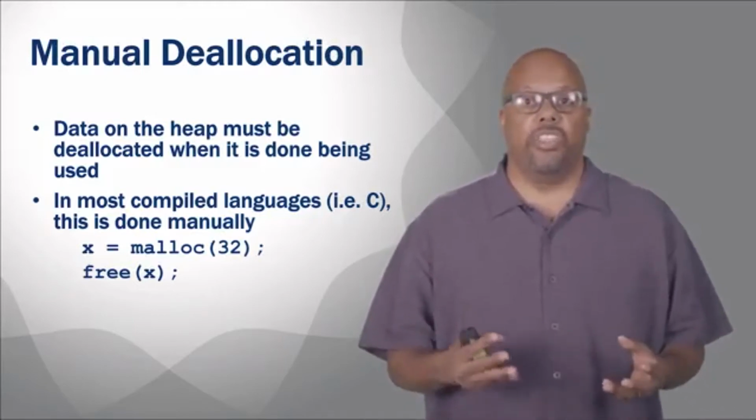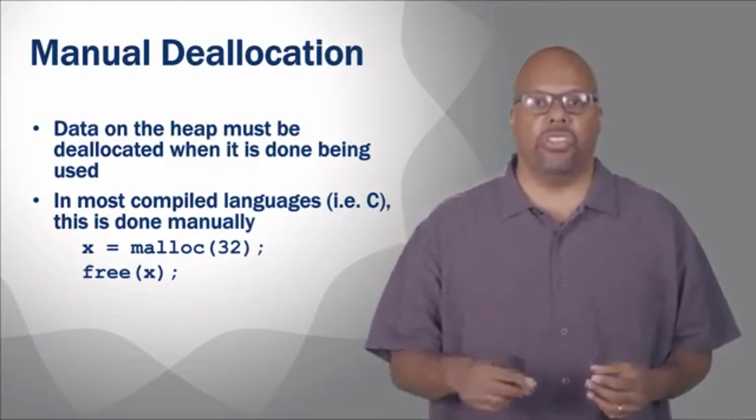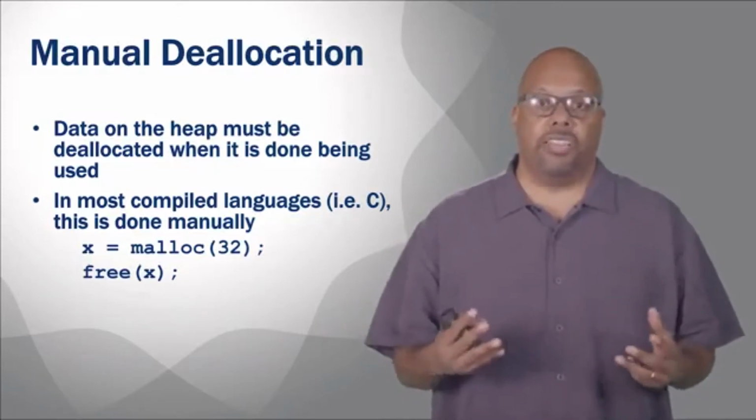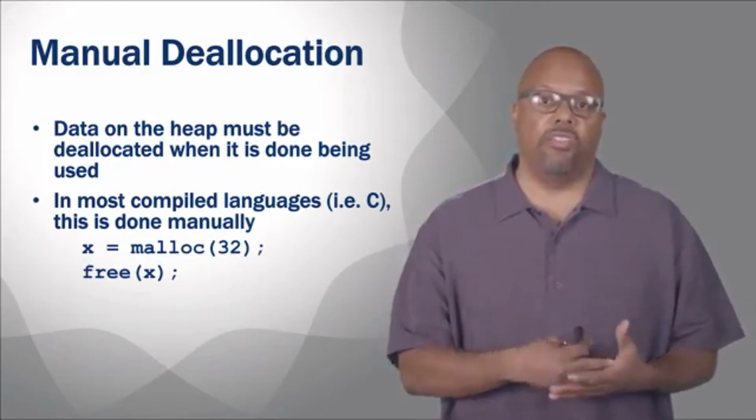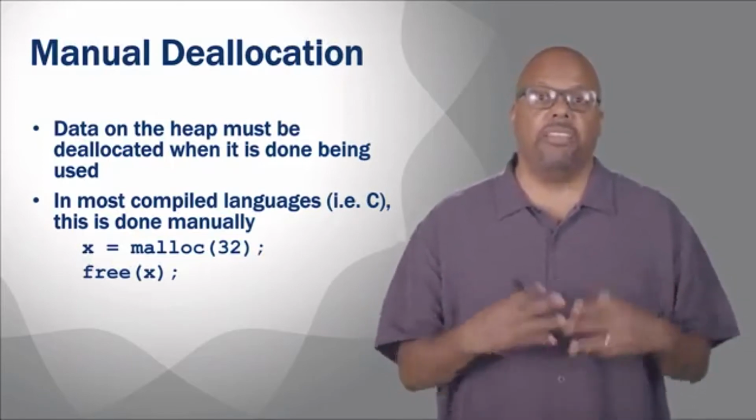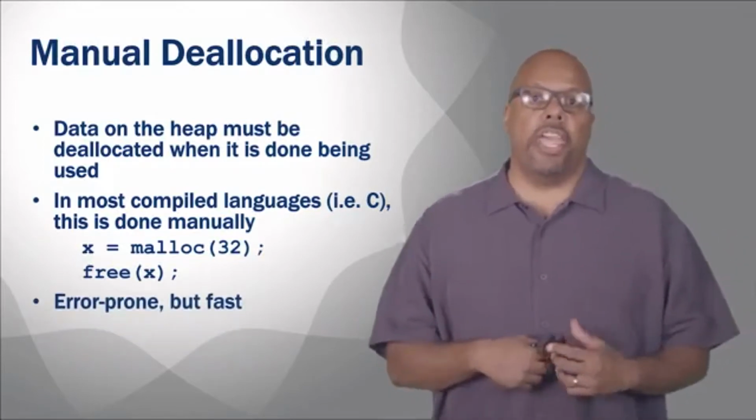It'll allocate 32 bytes of memory, and x will be a pointer to that. And then later, that's how you allocate it. Later, when I want to free it, I can say free x, and it will free that space, deallocating it. So error prone but fast.